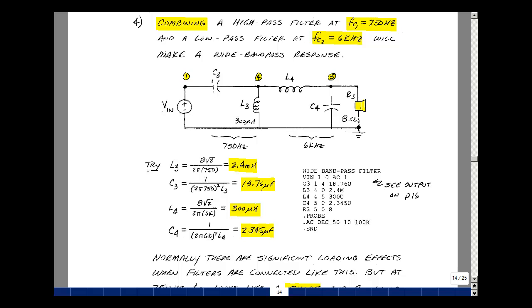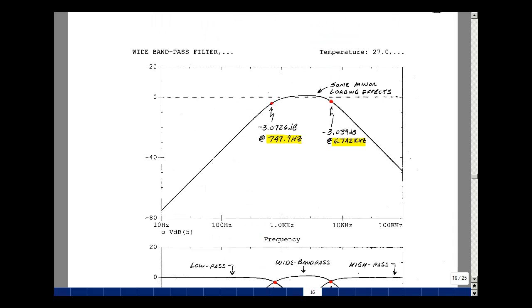Take a look at page 16. So here's my bandpass result. It was at node voltage 5. It comes up, comes back down again. Our corners are at about 748 hertz and 6.742 kilohertz. Again, there were some loading effects between my low pass and high pass in this bandpass filter, but I pretty much get that bandpass characteristic.